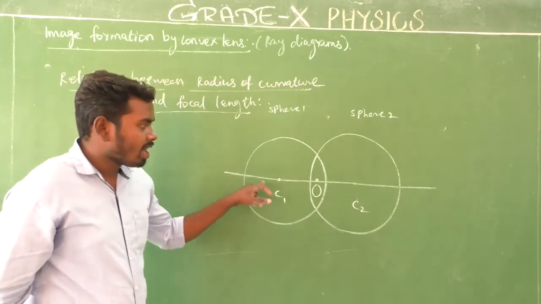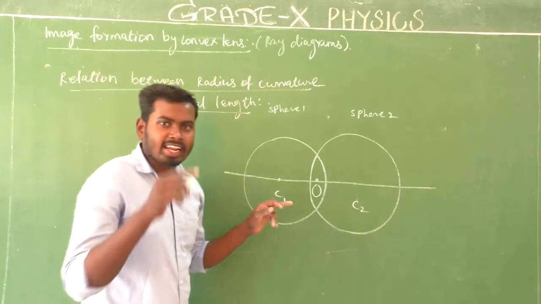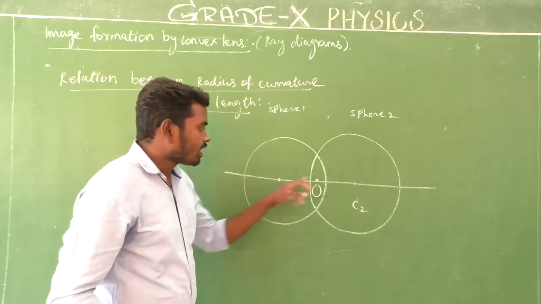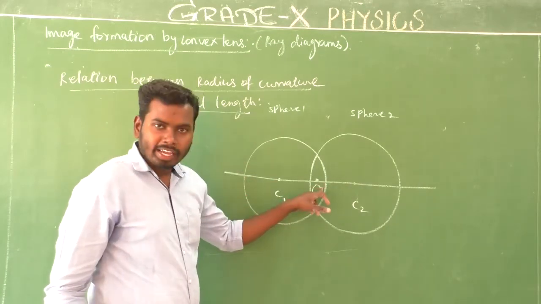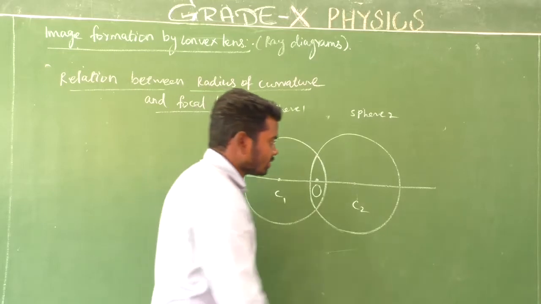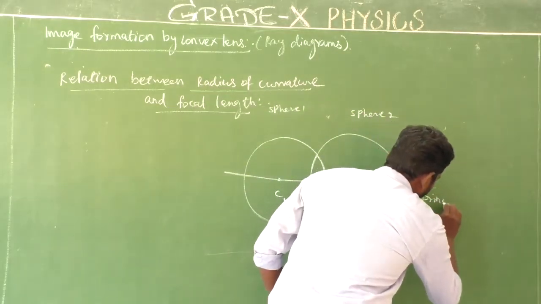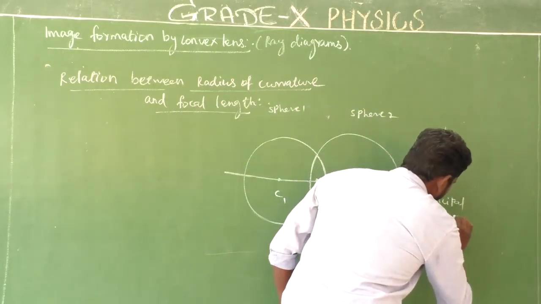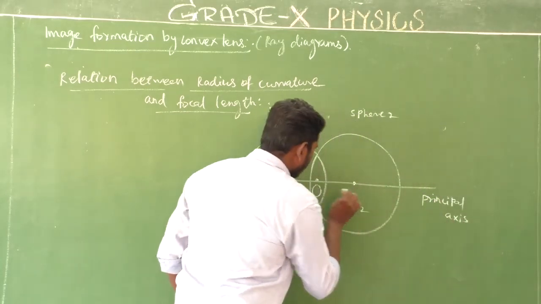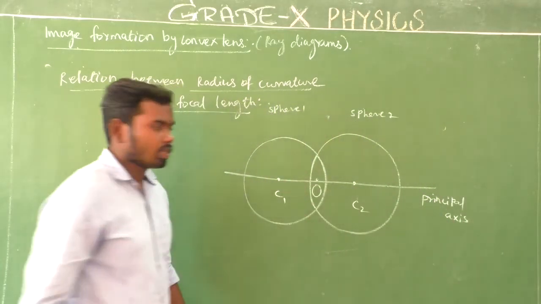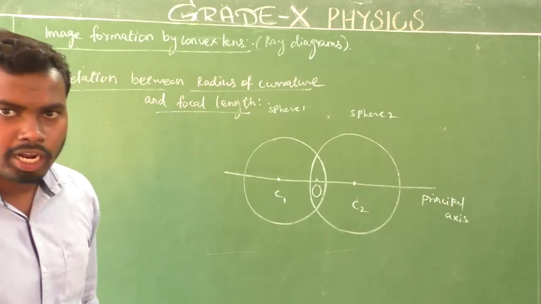So this is an imaginary line which passes through the centers of curvature and the optical center, that is the principal axis. Very simple. Center of curvature 1, center of curvature 2. Is it clear? Don't get confused.